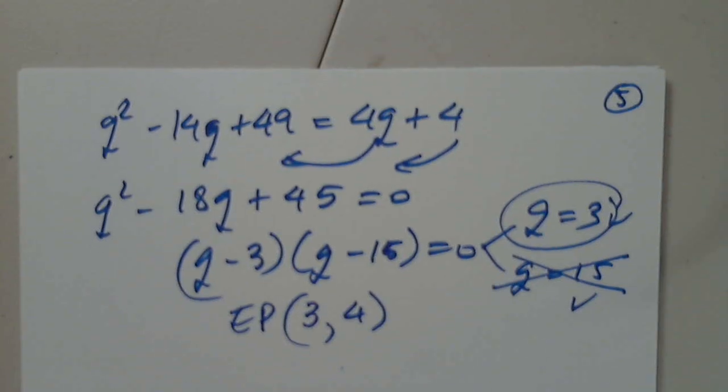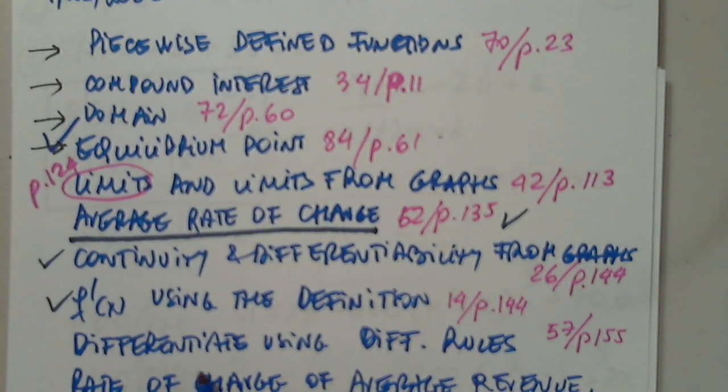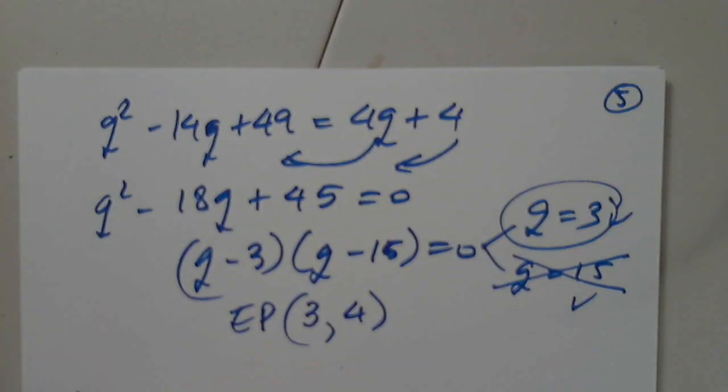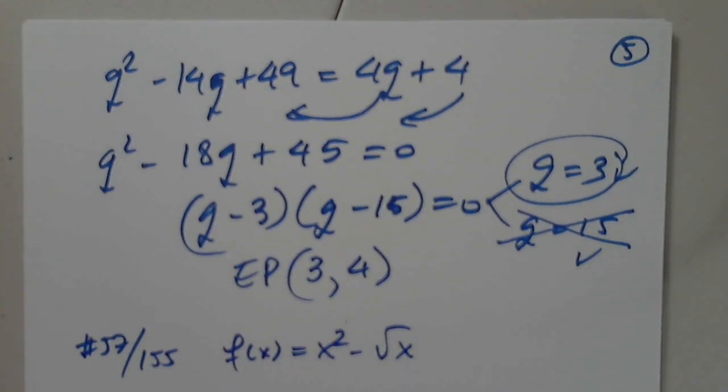Okay, so let's go to differentiate using differentiation rules. So let's look at this one, 57 on 155. Feel free to choose if you'd like something else. I'll gladly do anything else you want. So I picked 57. Again, the same type of question: f of x equals x squared minus the square root of x. And they want us to find the equation of the tangent line to the graph at 1, 0.